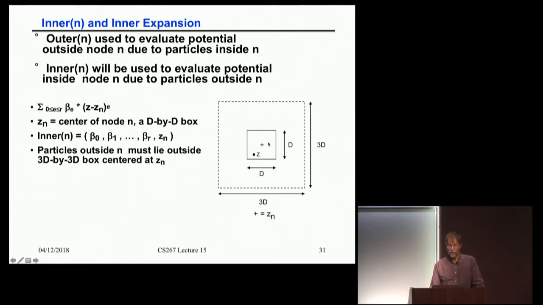So I want a formula that says what's the potential inside here at a point z, at a box centered at zn, due to everybody outside this bigger box. That is going to be represented by a polynomial, right? Because that only has to be true inside a small area. So there I have a polynomial centered at zn, and it only has to be accurate inside that little box. And so my ultimate output of the algorithm is going to be this formula inner for every little box.